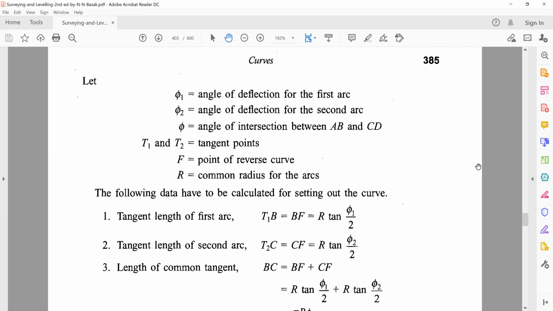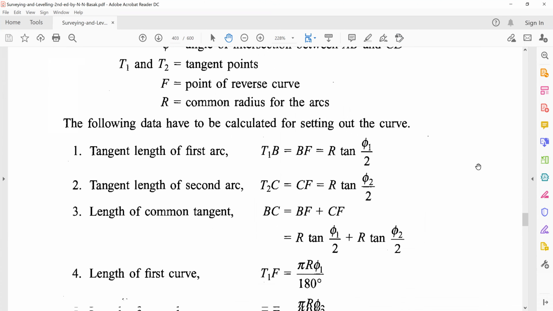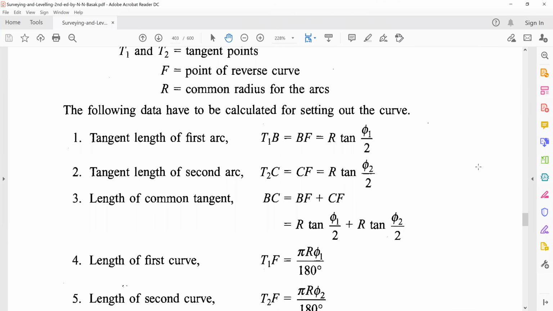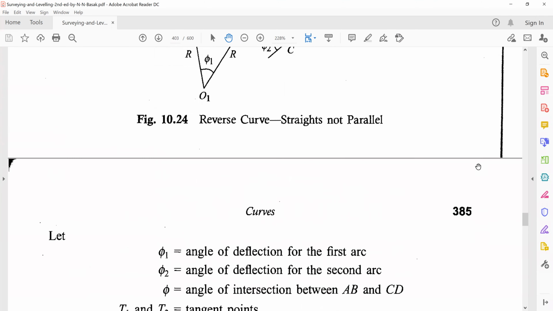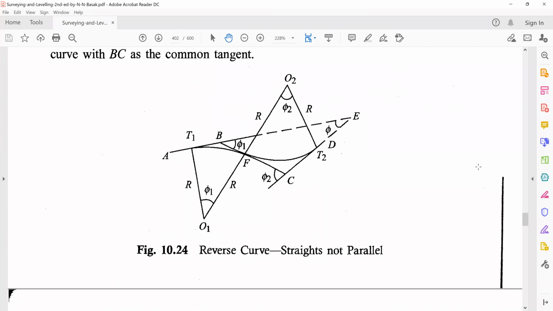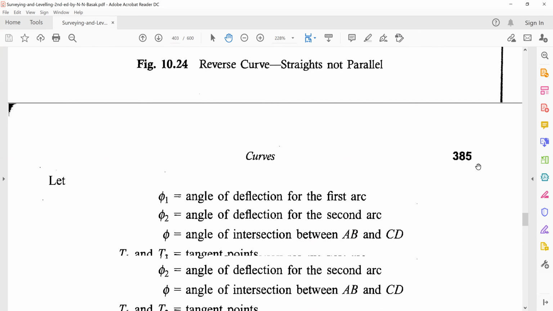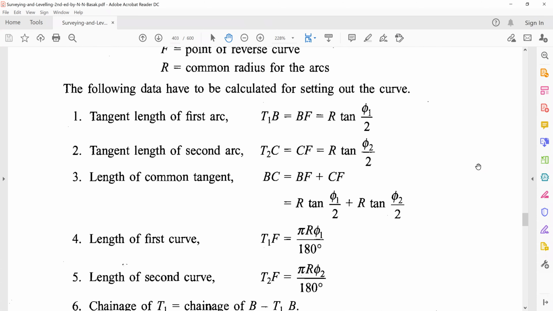So the different relations that we can develop are, number one, tangent length of the first arc. And if you remember the equation for the tangent length, it is r tan phi by 2. And similarly, you have tangent length of the second arc, and the length of the common tangent becomes r tan phi 1 by 2 plus r tan phi 2 by 2. So the common tangent is the distance BC, and in order to get that, you would add the length of the tangent of the first curve and the length of tangent of the second curve. So that would become the length of the common tangent.